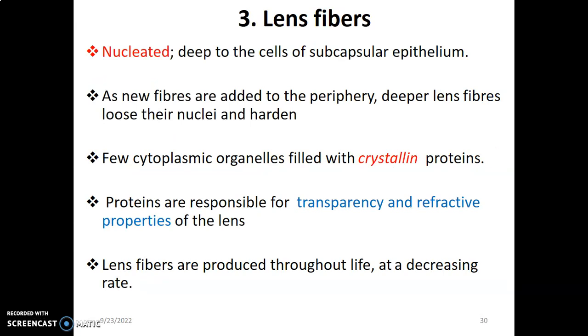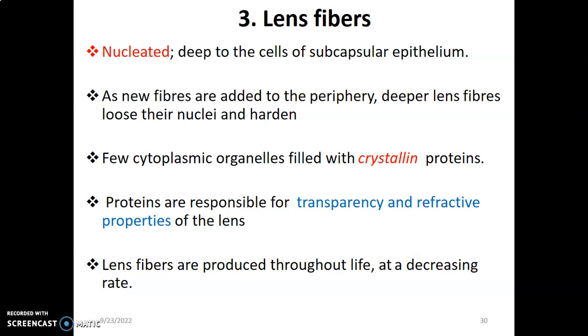The lens fibers are produced throughout life, but as you keep aging, the production of lens fibers is less. So they have fewer organelles and crystalline proteins, and these proteins ensure transparency and refraction of the lens. So you have a lens capsule, subcapsular epithelium there with mitotically dividing cells.